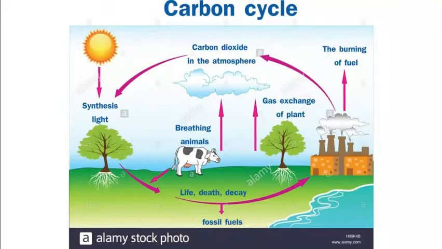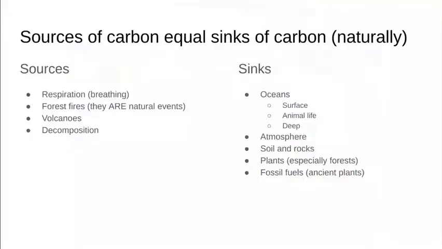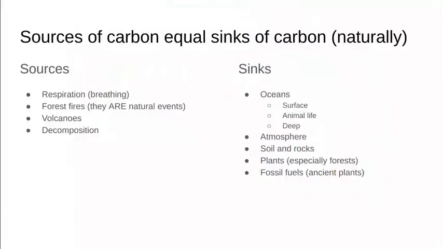So the next thing we need to understand about the carbon cycle are places where the carbon is coming from and places where the carbon ends up getting stored. These things are called sources and sinks. First I'm going to talk about the carbon cycle naturally, without any human interaction. How would this carbon be moving around the planet? Some places where carbon is released is through breathing. Humans, animals, anything that breathes will release carbon dioxide into our atmosphere.